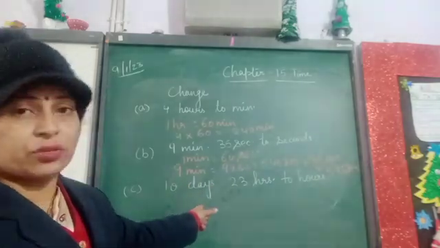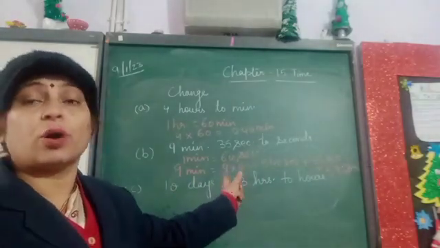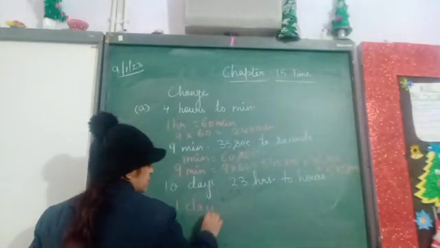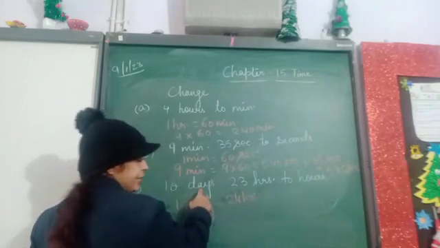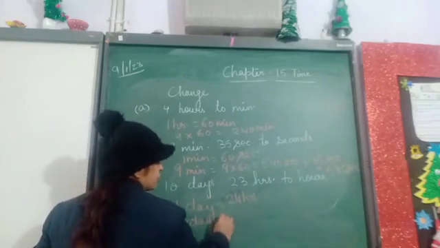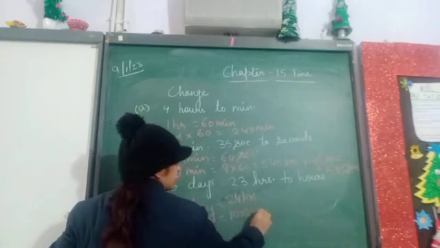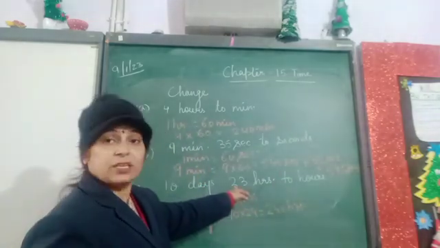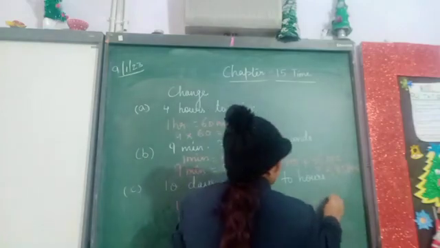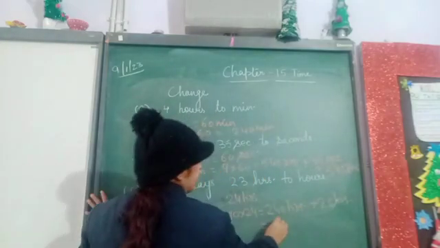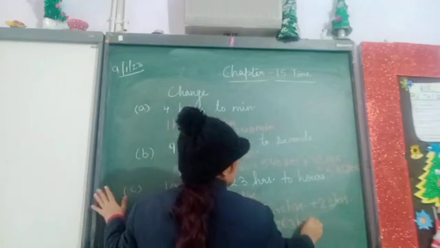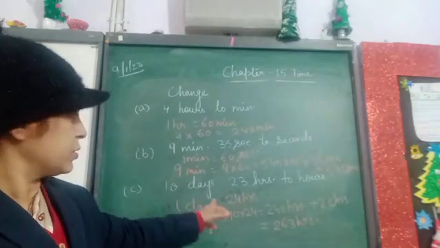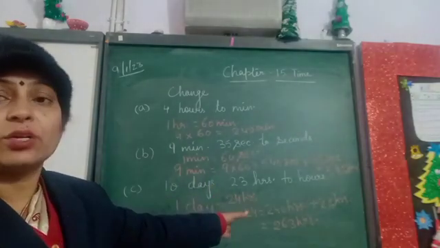Then third question, children. 10 days, 23 hours, you have to change into hours. Now, one day has 24 hours. So here 10 days are given to you. This you will change into hours, it will become 240 hours. 240 hours, and already this 23 is in hours, so you add it to it. When you add it, you will get the answer 263 hours. So you can say 10 days, 23 hours as 263 hours.